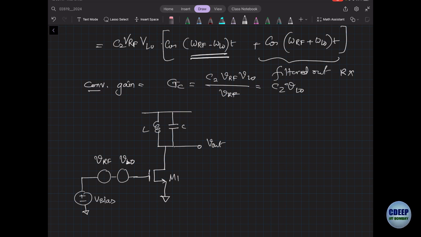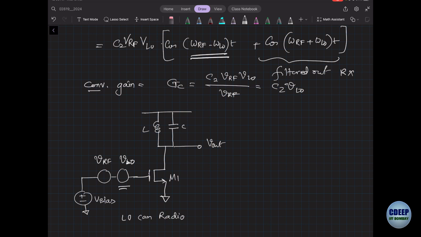So what's bad about this? What's obviously bad about this? The LO is sitting right next to the RF. So the two signals are added. So the LO will immediately shoot through out of the RF port, okay? So it's really, you can radiate out. LO can radiate out.